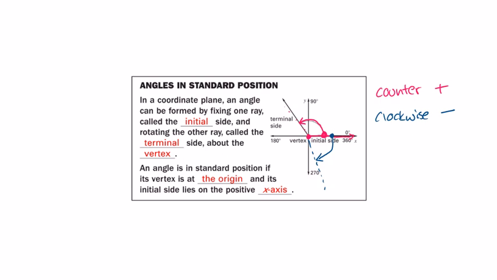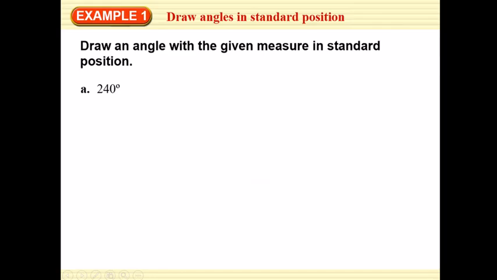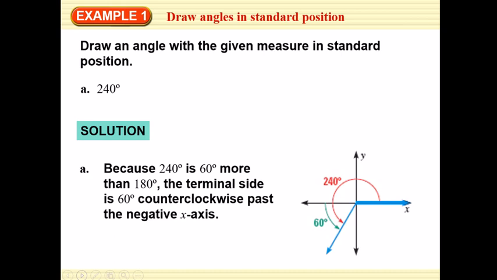Alright, so let's go ahead and look at a whole bunch of examples. Draw an angle with a given measure in standard position, so 240 degrees. My initial side is always going to be right there on the x-axis, and then if I were to go 240 degrees, I would go to right here, which is 180, and then I'd have to go 60 more degrees past 180 for the 240.